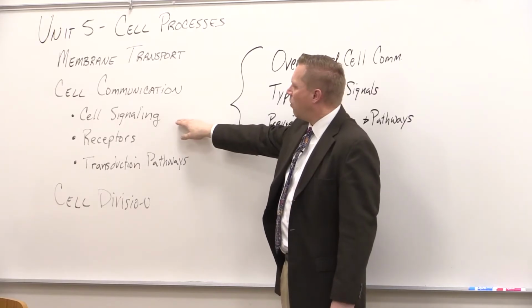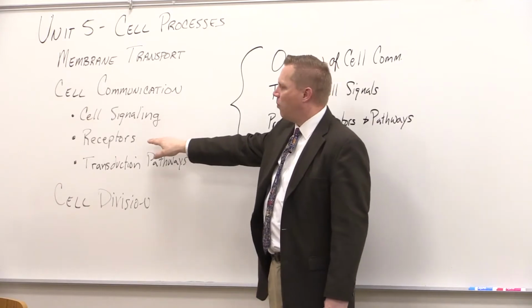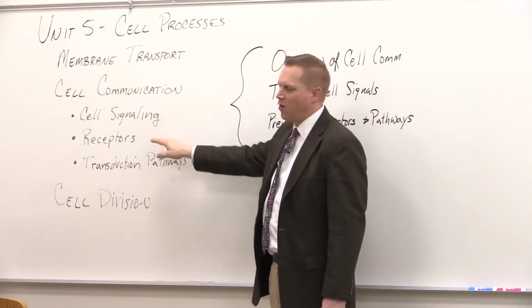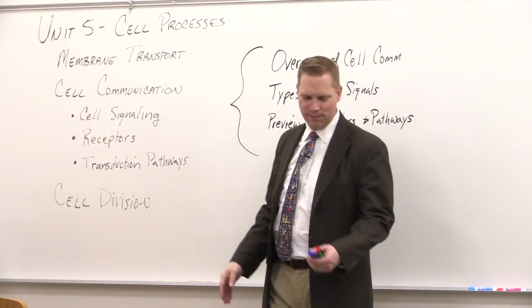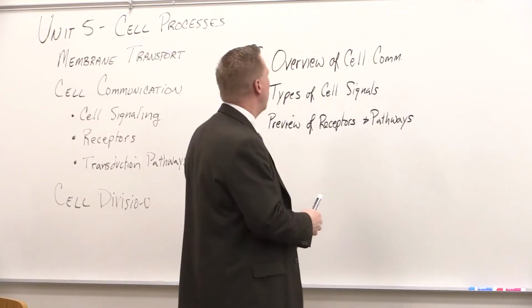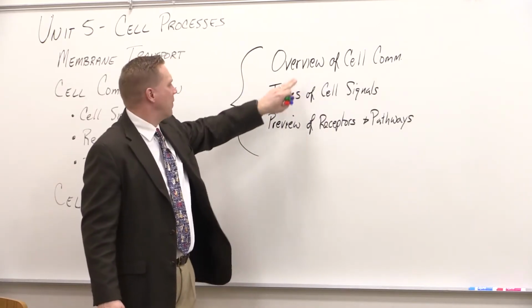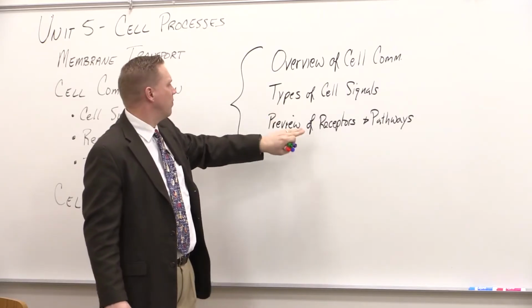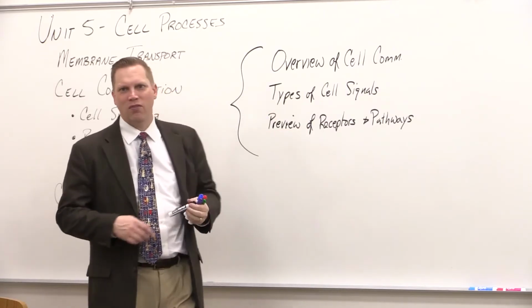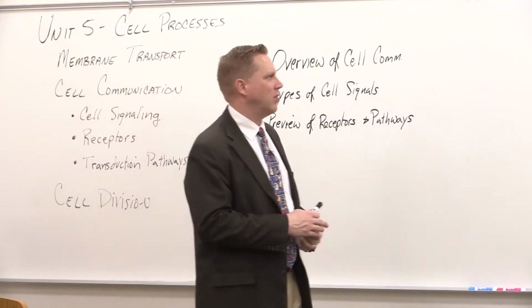We're going to start out with cell signaling, just kind of an overview today, and then we'll get into actual mechanisms of some of the receptors and transduction pathways that are important in cell signaling. So, we'll start with an overview of cellular communication, and then we'll talk about the different types of cell signals, and then we'll have a preview of some of what we'll be going over later with receptors and transduction pathways.